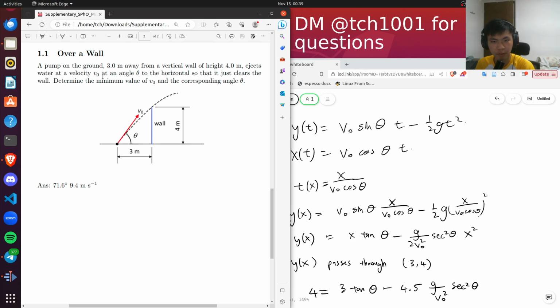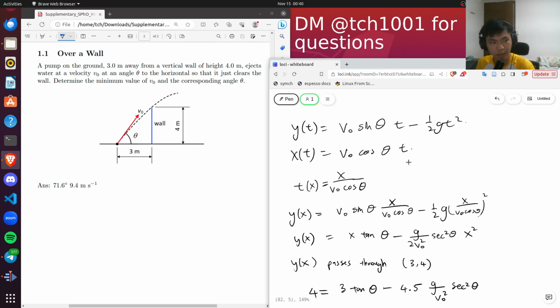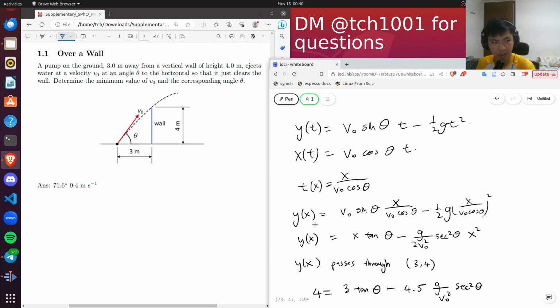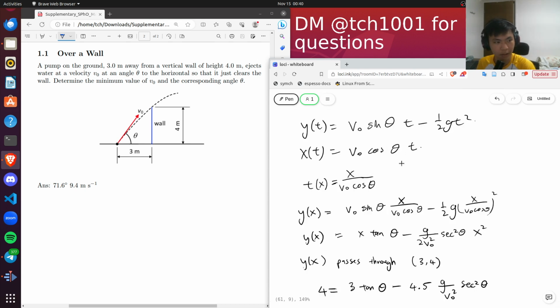So the question is that you have a pump on the ground and it's pumping some water, and you want to find the minimum velocity and angle required such that it clears this wall, right? This wall will block water if it hits the wall. So you want to shoot the water over the wall. This question is a good application of parabolic motion, such that you express y in terms of x. So I'll talk about what that means now.